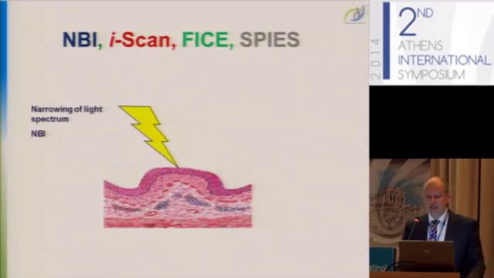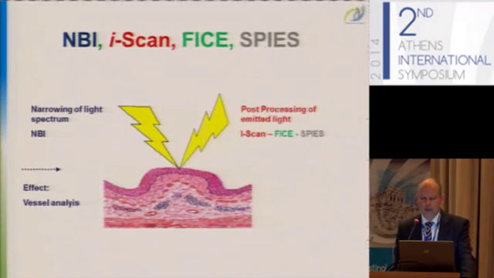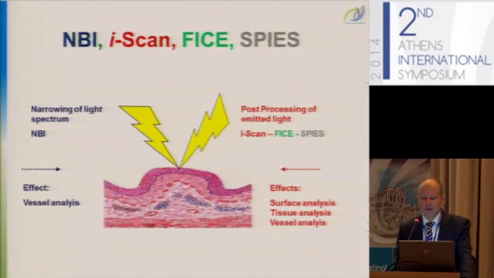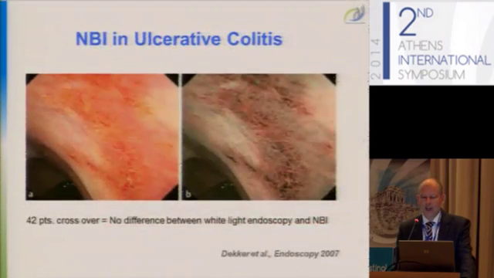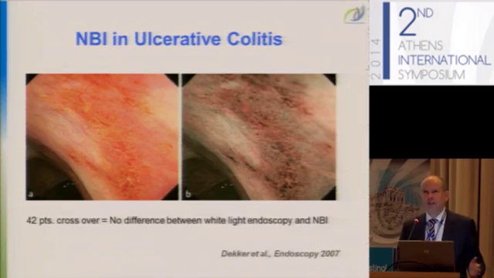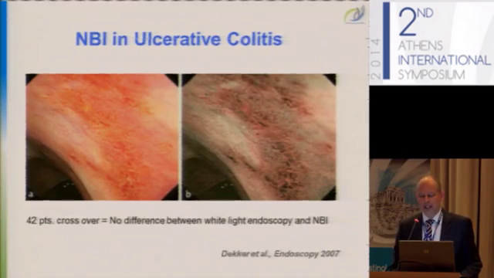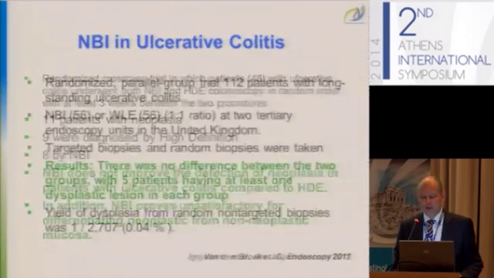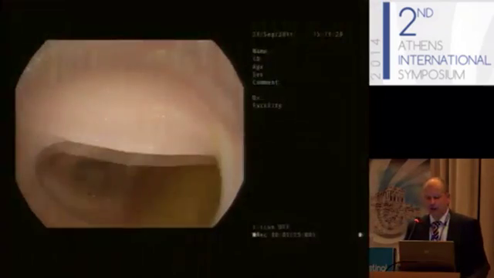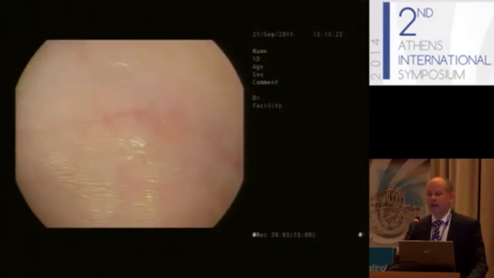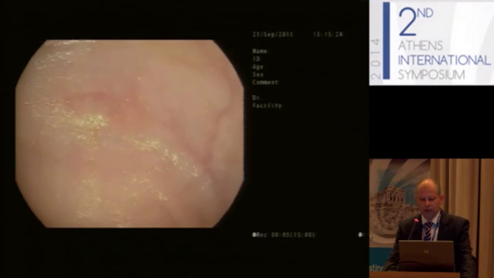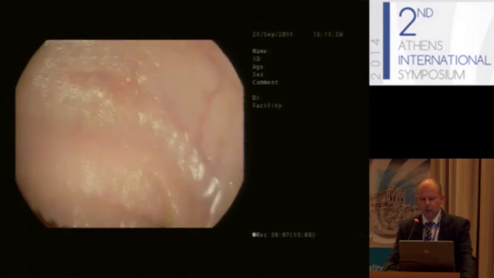The filter techniques I would like to go over because, as you know, NBI, iScan, FICE, or SPICE are available, but all trials have shown that NBI is not of help in ulcerative colitis because we see the vessels so well, but the vessels are already changed and altered due to the chronic inflammation, and 2 studies have shown that there is no benefit.